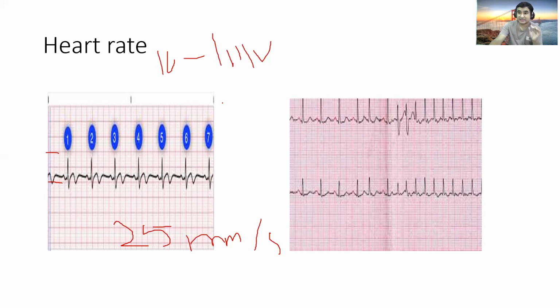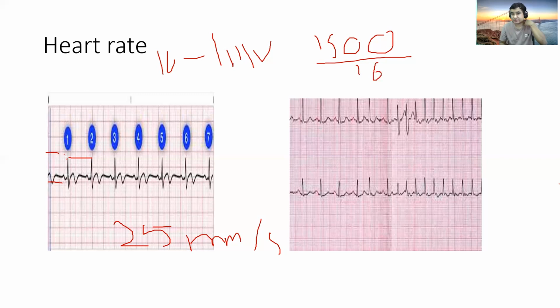How do we calculate the heart rate? It is calculated from the R peak to R peak interval, the RR interval, this gap. You just divide 1500 by the number of smallest boxes between the RR interval. For example, here there are about 16 small boxes, so it should be 1500 divided by 16, and we can calculate the heart rate.